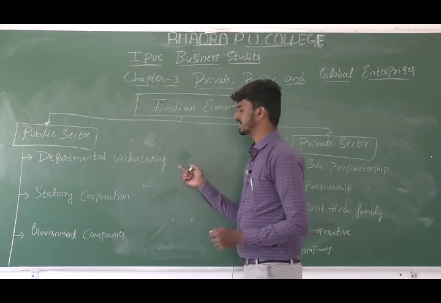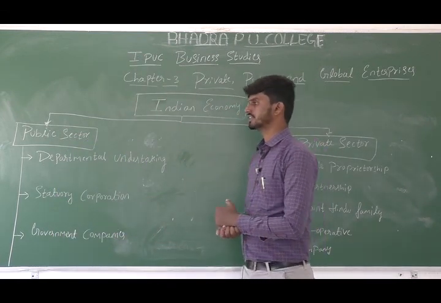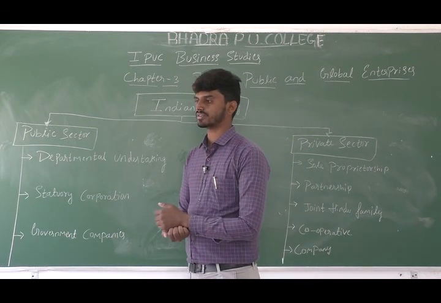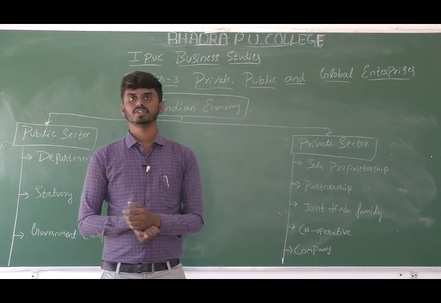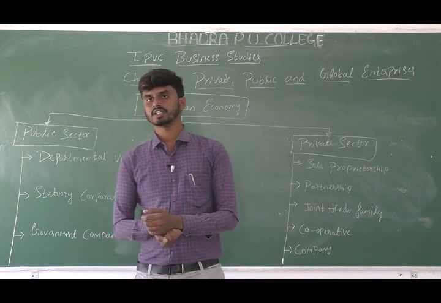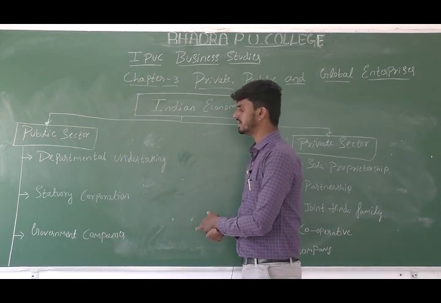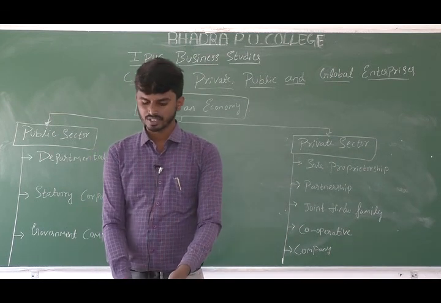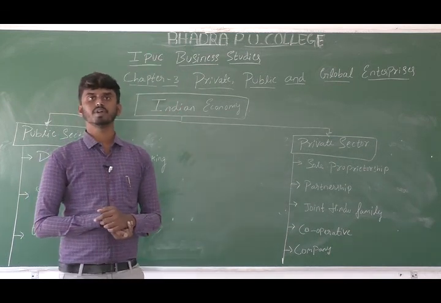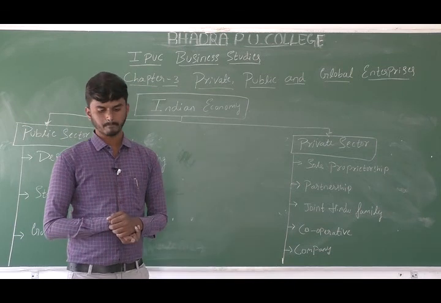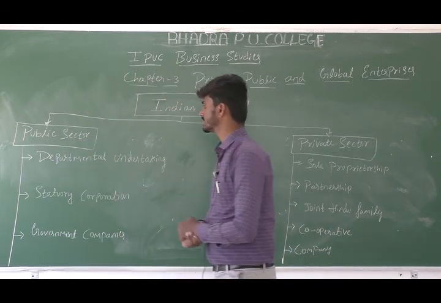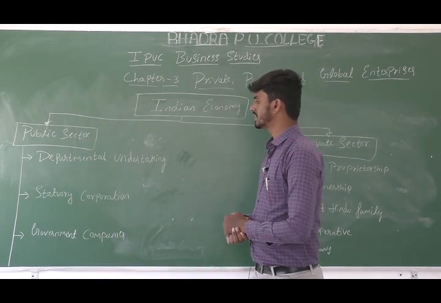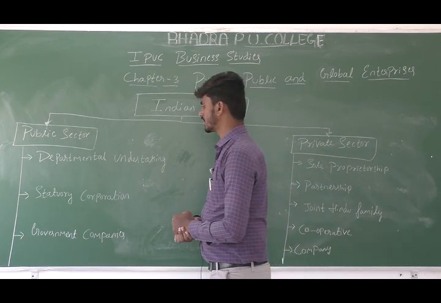So in department undertakings, political interference happens. In some matters, when any big funds will be transferred, the politicians may interfere with the departmental undertaking, but politicians do not interfere with government companies because it is a mixed ownership, with both public and private ownership. These are some of the major differences between the departmental undertaking, statutory corporation and government company.